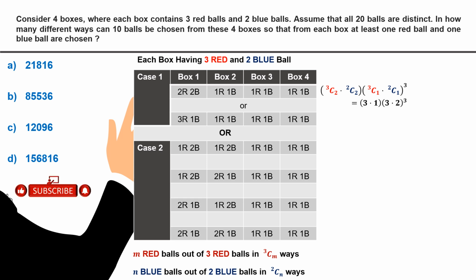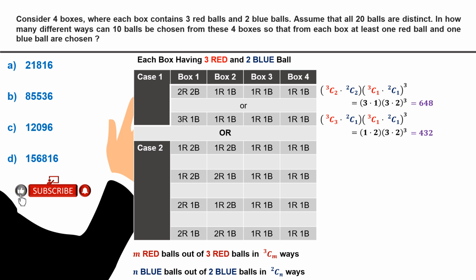If I calculate that, it is 3 into 2 is 6, whole cube, so hence it is 648. For the next case, 3 red, 1 blue, that means 3 red, 1 blue. So it is 3C3 and 2C1, and the remaining are 3C1 and 2C1 whole cube. If I calculate, it gives me 432.